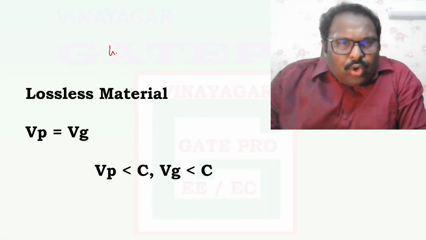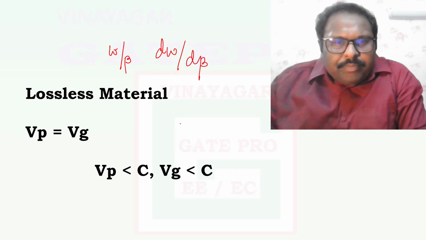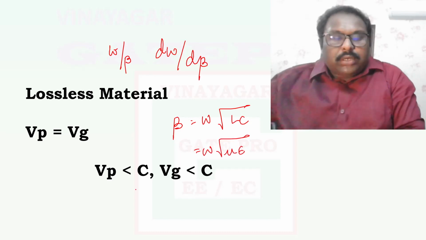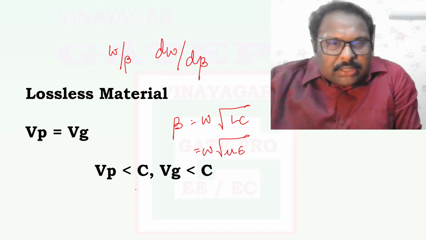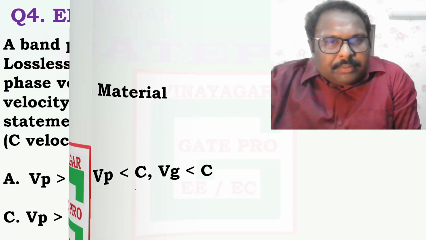That means whether you do omega by beta or d omega by d beta, both are the same, because beta is omega into root LC, omega into root mu epsilon. So derivative or division will both give you the same answer. So phase velocity is equal to group velocity and both will be less than C.